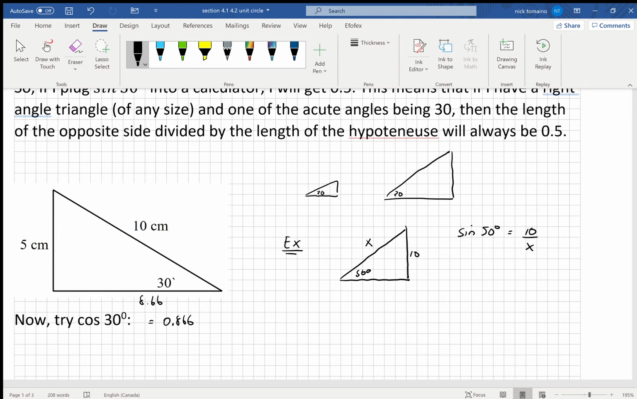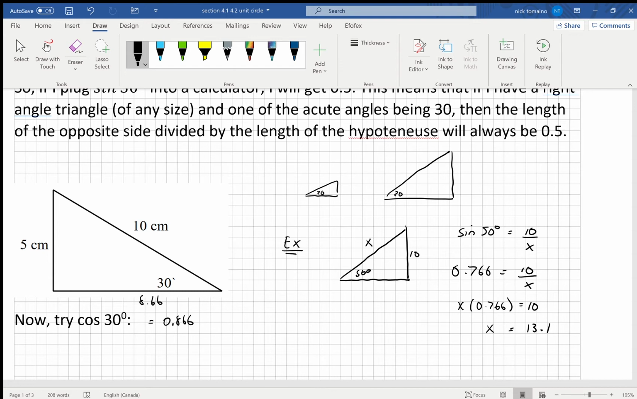Now, if we type in sine 50, we get 0.766, just doing 3 decimal places. So that means that this side here divided by this side here must be 0.766. Because we have an equation with one unknown, we can now solve for x. We're going to multiply the x up here and get x times 0.766 is equal to 10. Then we divide, and we get x is equal to 13.1. Okay, so that was essentially stuff we did last year.